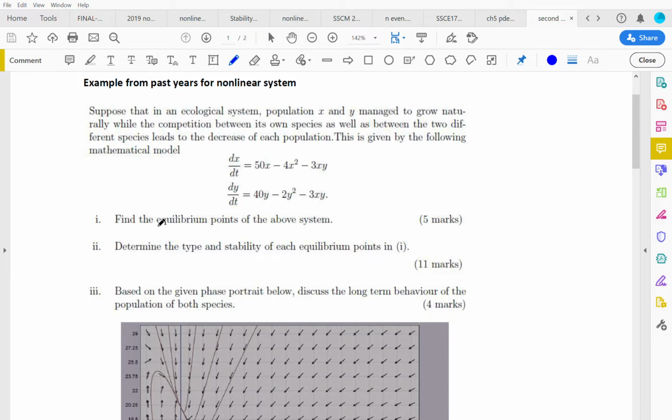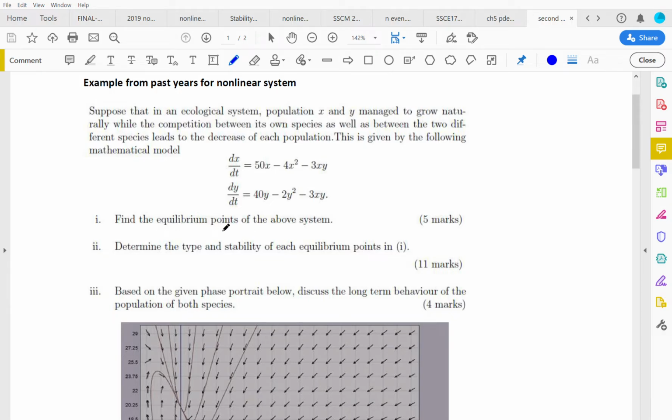In this question, find the equilibrium points of the above system. I hope there is no problem with the equilibrium point, the type and stability of the equilibrium point, and finding the solution. So we go through this question as an example.